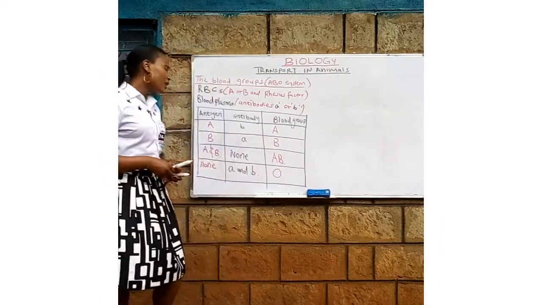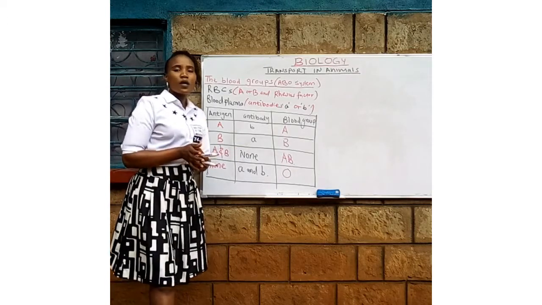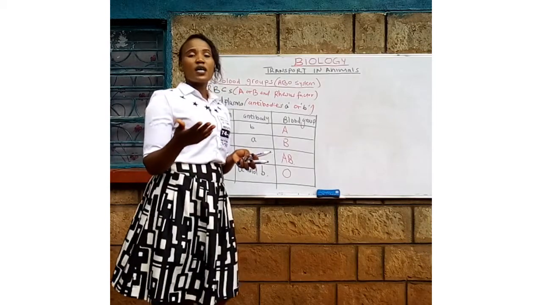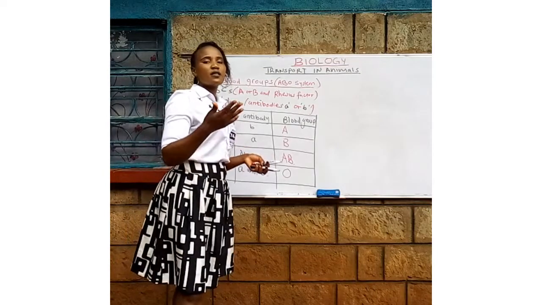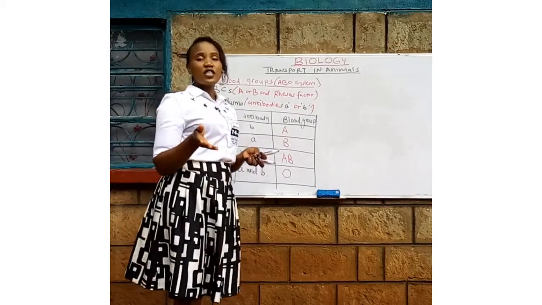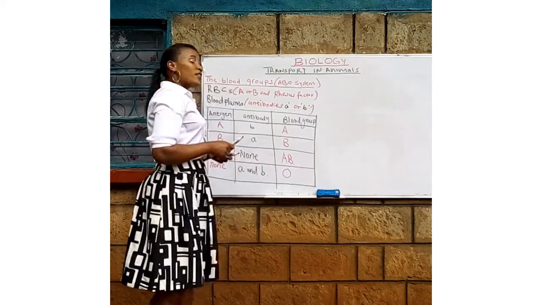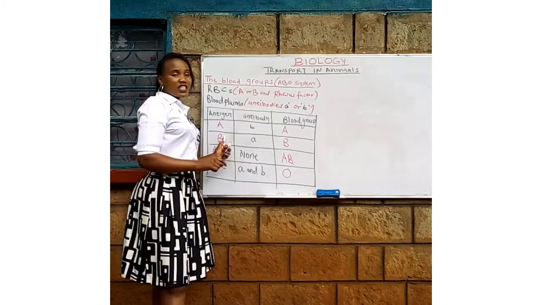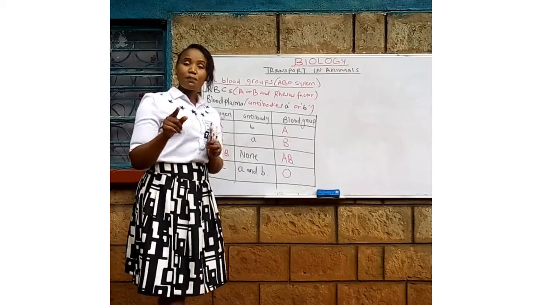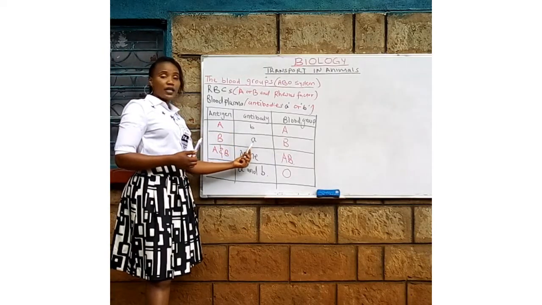So what happens? The presence of an antigen and its corresponding antibody causes the red blood cells to clump together. When they clump together, the supply of oxygen becomes insufficient, and at the same time the clumping blocks the blood capillaries, and this reduces the amount of blood transported around the body, and this can even lead to death. That is the basic reason why an antigen and its corresponding antibody can never occur in the same person's body.